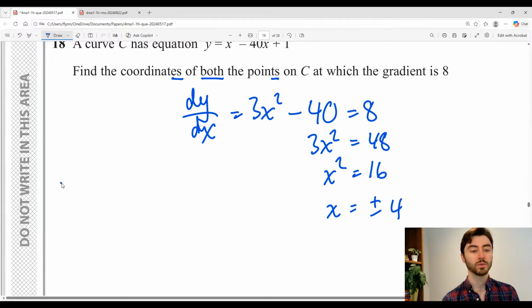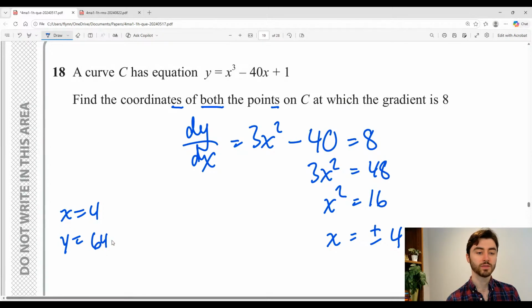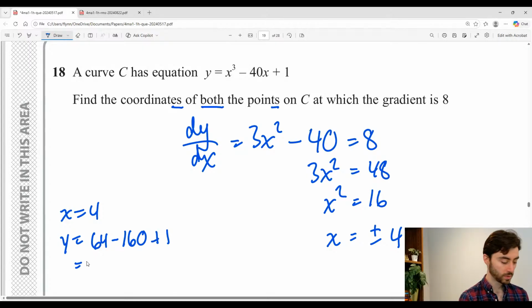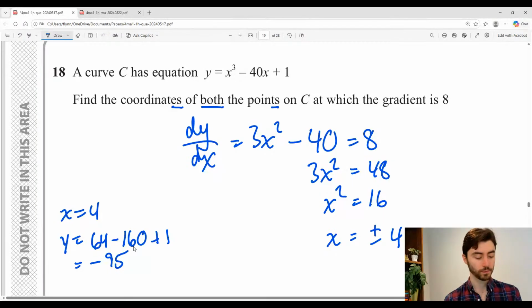So when x is equal to 4, y is equal to, and you plug it into the original equation to work out y, not the dy dx, that would just give you 8. So 4 cubed is 64, minus 4 lots of 40 is 160 plus 1. Now I'm just going to do this the way I do it. So answer squared minus 40, answer plus 1. So that y value is minus 95.